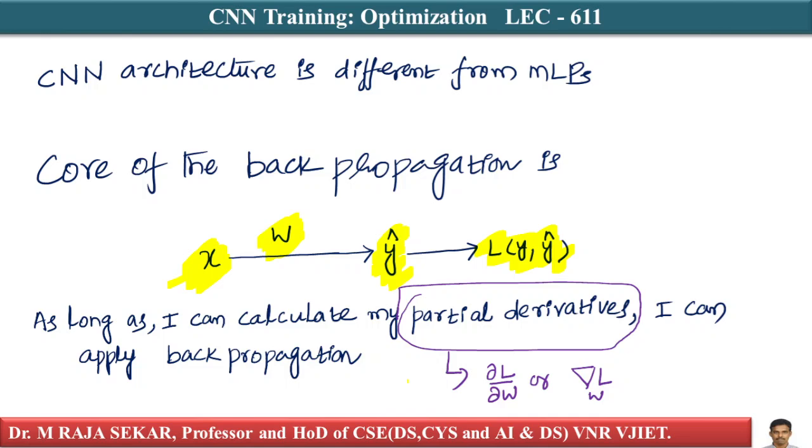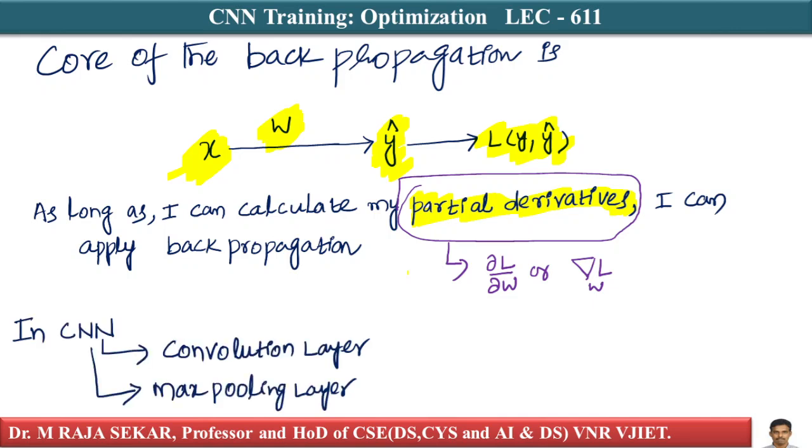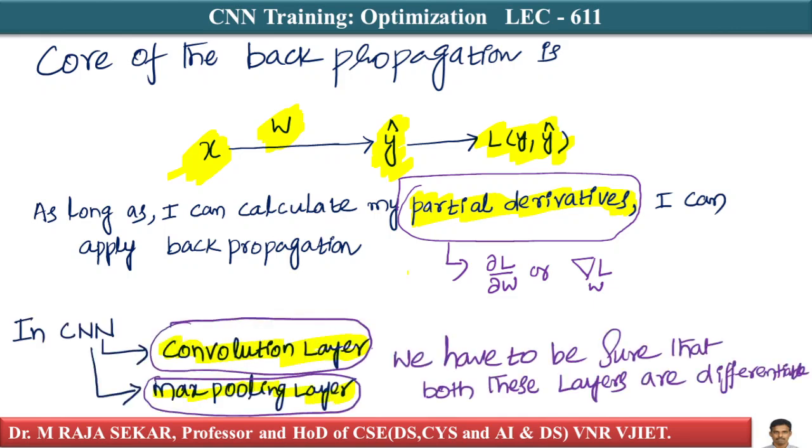The big question here is, in CNN, as long as I can calculate my partial derivatives, I can always apply backpropagation, isn't it? In CNN, try to recall our previous lectures, we have a convolutional layer and we have a max pooling layer, isn't it? We have to be sure that both these layers are differentiable, which means I am able to compute the derivative, isn't it?